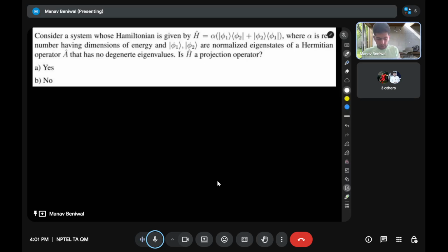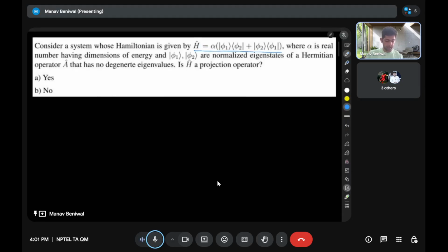Okay, so we are given a Hamiltonian here, this one, and it is also given that alpha is a real number which has dimensions of energy. Phi 1 and phi 2 are normalized eigenstates of a Hermitian operator A that has no degenerate eigenvalues, and the question is whether H is a projection operator or not. Okay, so first of all, what is a projection operator?